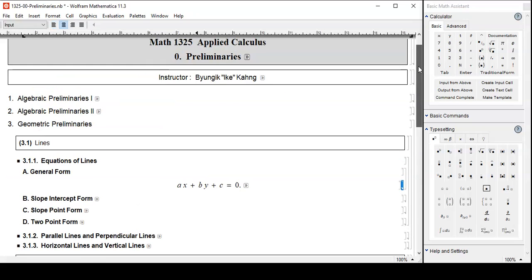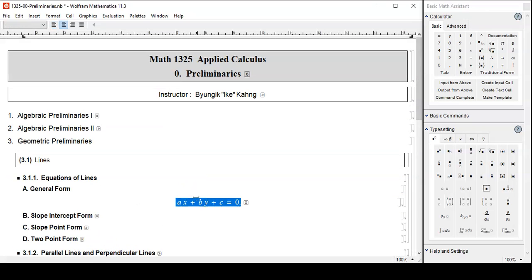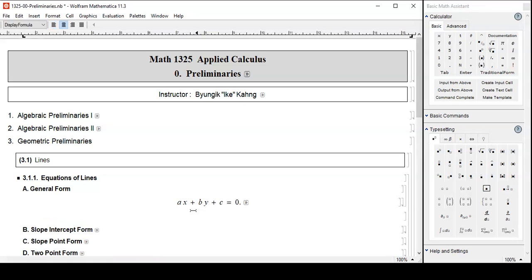Now, from the general form, you can solve for y as long as b is non-zero. If b is 0, then this part just drops out, and there's no y term, so you cannot solve for y. If b is non-zero, then this one stays, so you can solve for y.